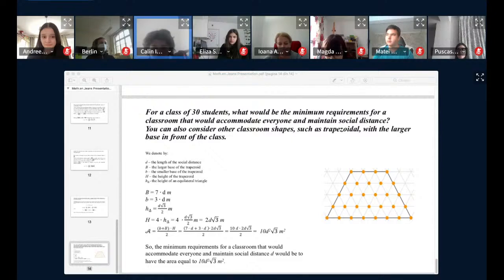The height of the trapezoid is equal to 4 times the height of the equilateral triangle, which is 2 times the length of the social distance times the square root of 3. The area is 10 times the social distance squared times the square root of 3 square meters. So the minimum requirement for a classroom that would accommodate everyone and maintain social distance d is an area equal to 10 times d squared times the square root of 3 square meters.